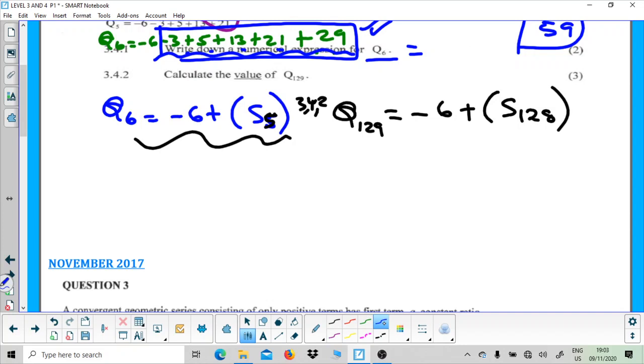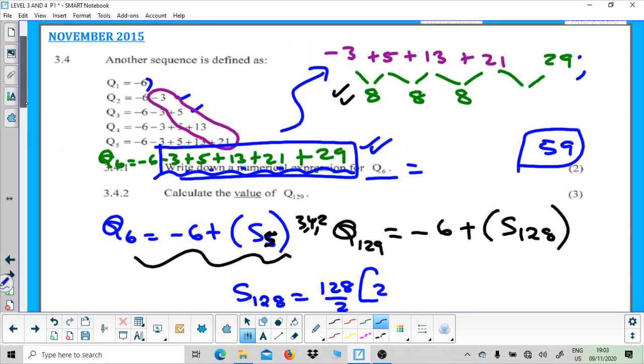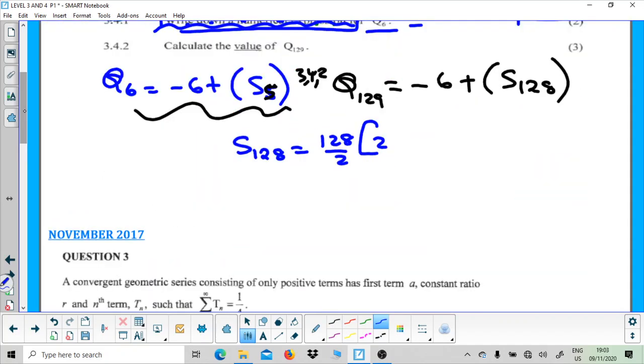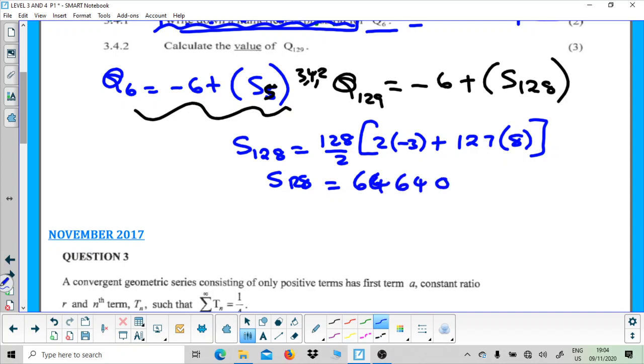Now, the sum of 128 terms, it's an arithmetic sequence, is it not? So if we want 128, I'm going to just substitute into the formula. 2a, what was the first term of that sequence? It was negative 3. And the common difference? 8. 2a plus n minus 1, which is 127, times the common difference, which is 8. If you do this on the calculator to get S128, you will get something. Do we have the value for this? 64640. That's what I heard.